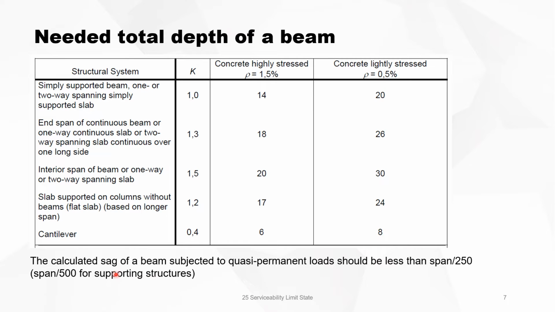The calculated sag of a beam subjected to quasi-permanent loads should always be less than the span divided by 250, and the span divided by 500 for supporting structures. When there are small walls on a floor or on a beam, then the deflection should be less than the span divided by 500, or even 1000 sometimes.